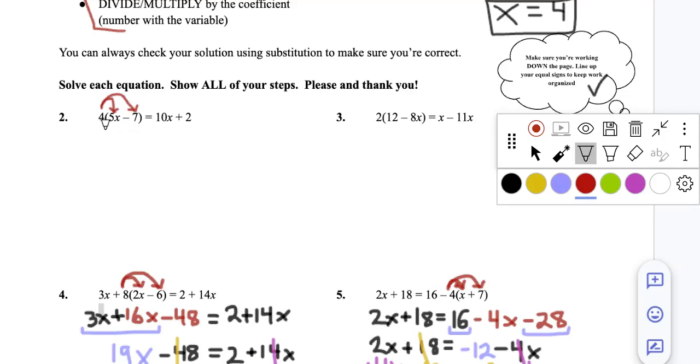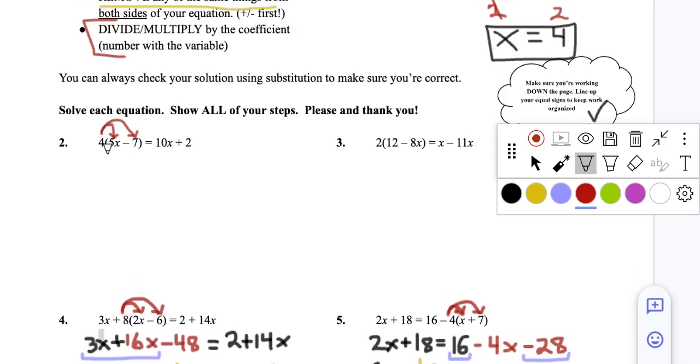So 4 times 5x gives us 20x. And let's hope I don't make any mistakes here. 4 times -7. 4 times -7 is -28. All right, once I distribute, I'm going to write everything else exactly as it's shown. Remember, you might not understand it from the first problem. We're going to go over number 3 to see if we can get the hang of things.